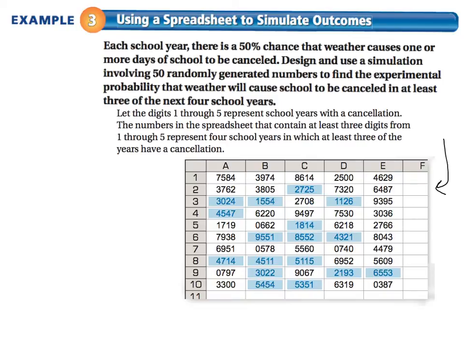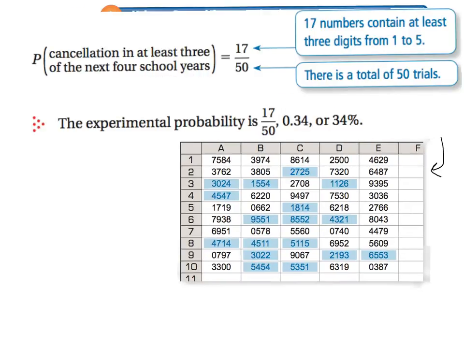This is the first one in which 3 of these numbers are from 1 to 5: 2, 2, and 5. Since this represents 3 or more, we highlight it. This is a suggestion: as you go through and check them, highlight all of the ones that work. And then at the end, all you do is write what your answer would be. There are 17 numbers that contain at least 3 digits from 1 to 5. Out of 50 trials, therefore the experimental probability is 17/50, or approximately 34%.